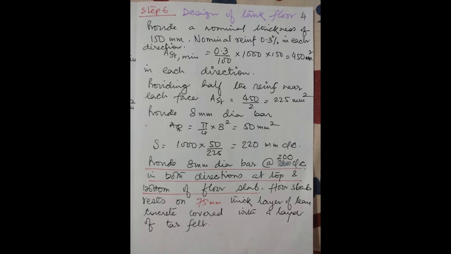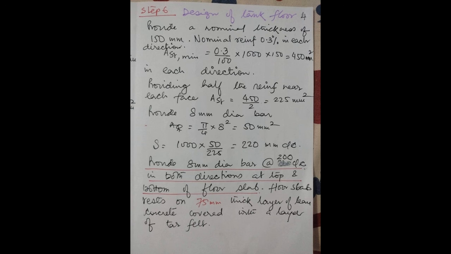Let us look at the last step, step number 6, that is the design of the tank floor. Here provide a minimum thickness of 150 millimeter. Nominal reinforcement of 0.3% in each direction is required. Let us see how much it comes out to be. So AST minimum is equal to 0.3 divided by 100 into 1000 into 150, because in the tank floor we are giving the thickness of 150. Okay, so it comes out to be 450 millimeter square in each direction.